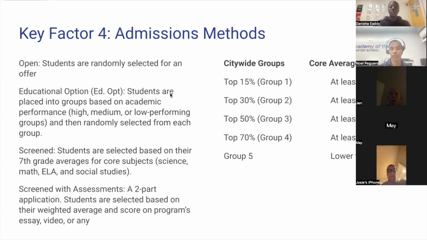Key factor 4, admissions methods, going into detail a little bit more on the different types of admissions. Open, for example, means students are randomly selected for an offer. On your MySchools account, you will be assigned a random number, and that's how they will choose who gets an offer into that program.